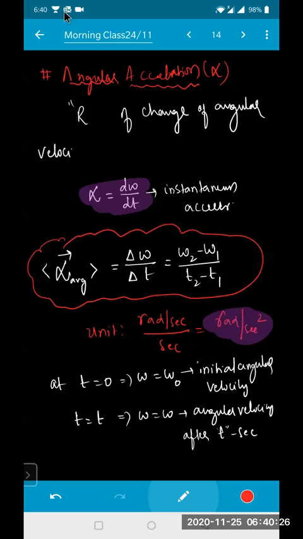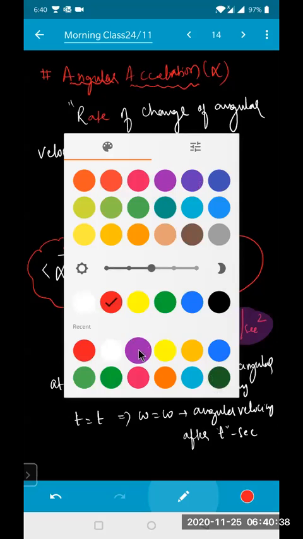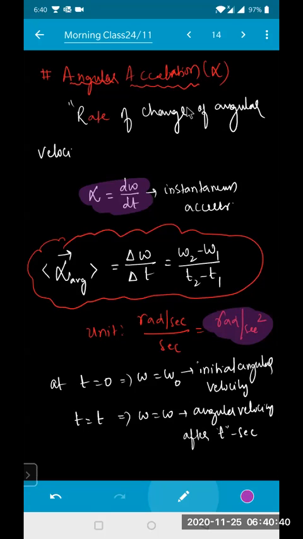See this one, beta. So what is the last part we have started? Angular acceleration, represented by alpha. So what is an angular acceleration? I told you, rate of change of angular velocity. Rate of change of your angular velocity is called angular acceleration, exactly similar to your linear acceleration, beta.